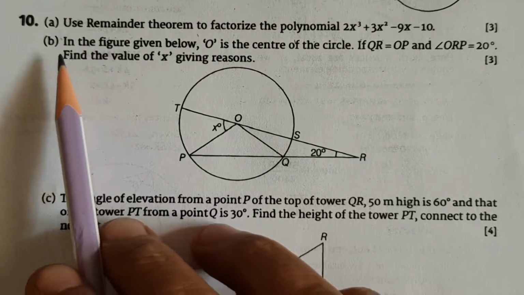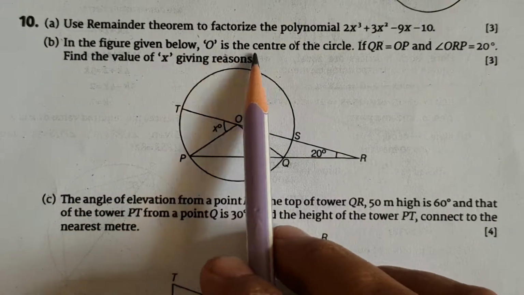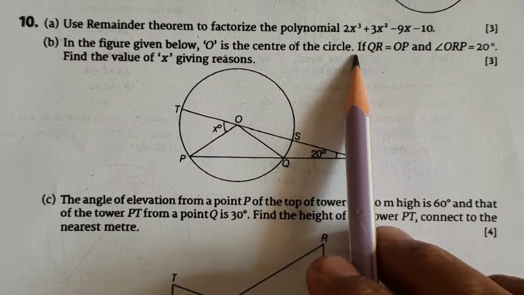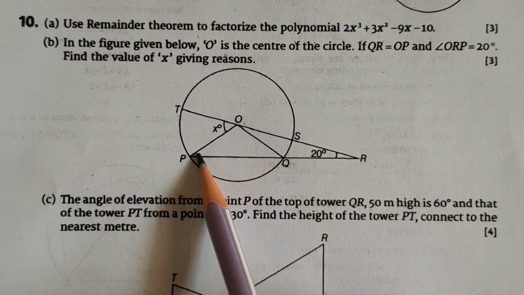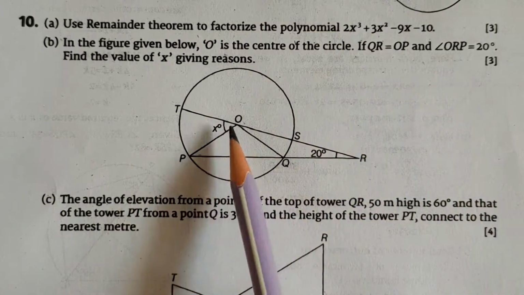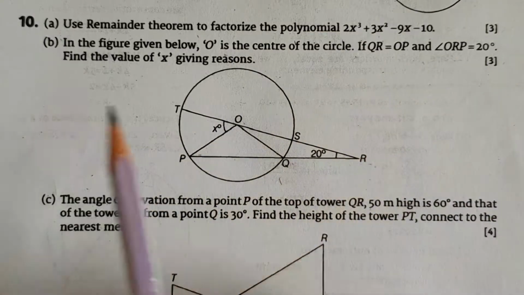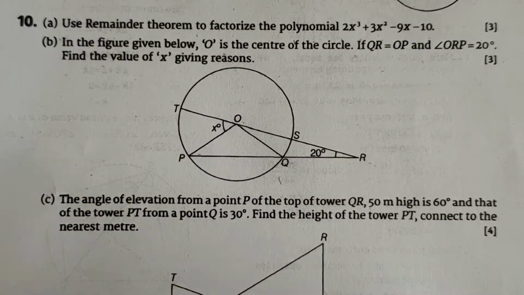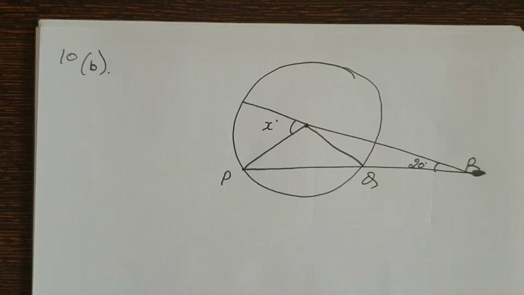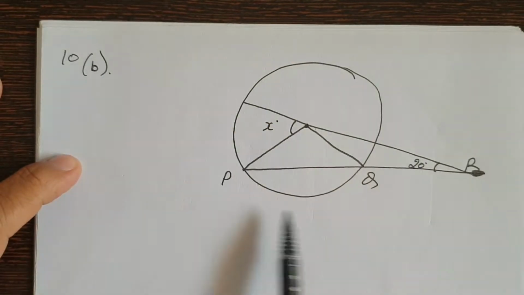Question 10 part B. In the given figure below, O is the center of circle. If QR equals OP and angle ORP equals 20 degrees, find the value of X, give reasons. So we have to find the value of X. Now here is 10th B. For the reference, I have drawn the figure also.